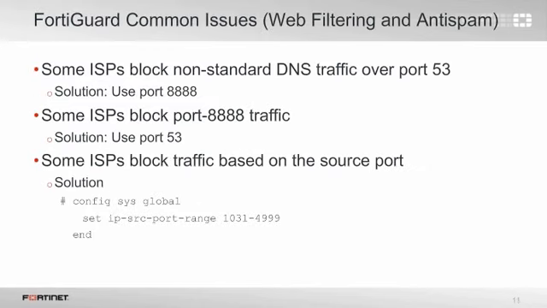In many cases, problems related to FortiGuard are caused by ISPs. Some ISPs block traffic in port 53 that is not DNS, or that contains large packets. In those cases, the solution is to switch FortiGuard traffic from port 53 to port 8888. Other ISPs, or upstream firewalls, block traffic to port 8888. In those cases, the solution is to use port 53.